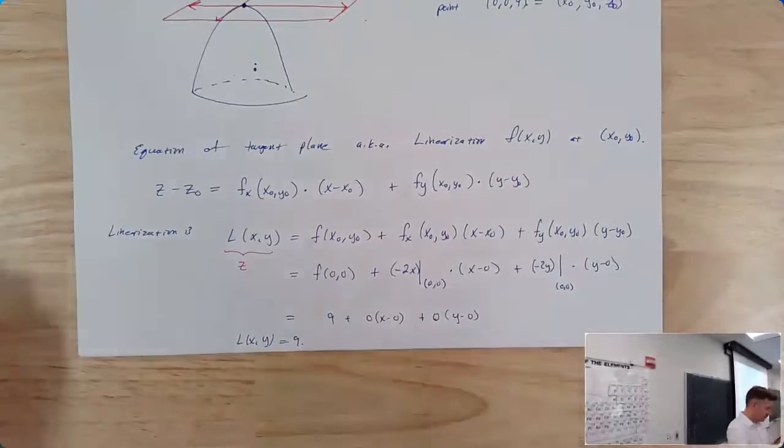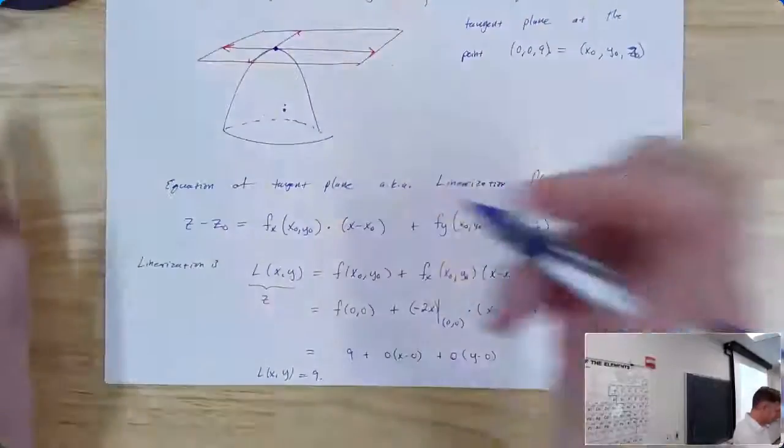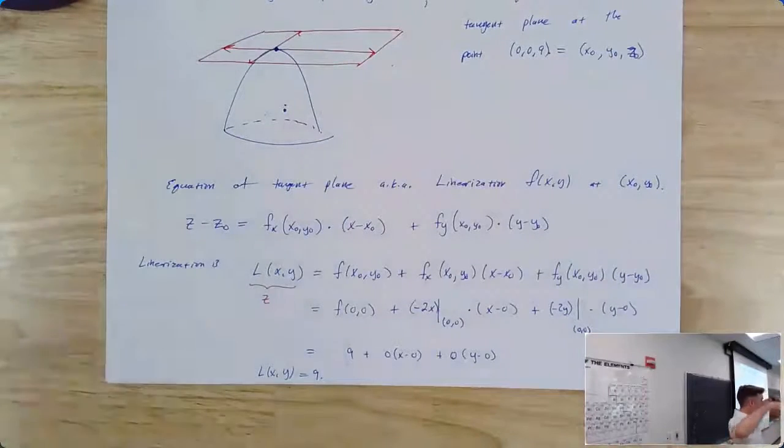Which isn't surprising because our tangent plane is just the plane z equals 9. It's not tilted left or right or backwards or forward. All planes are flat, but it is a horizontal plane. It's like you took the xy plane and moved it up. Not a very exciting tangent plane, but a tangent plane nonetheless.